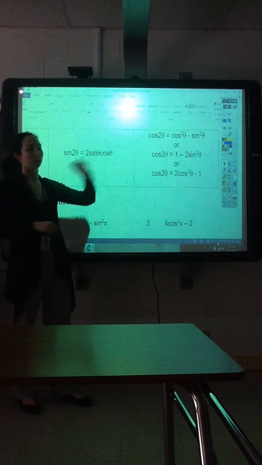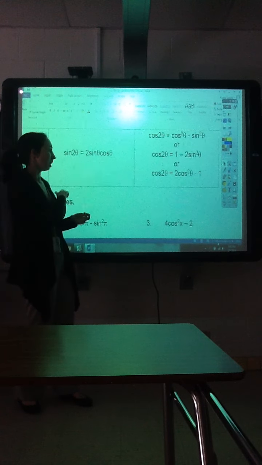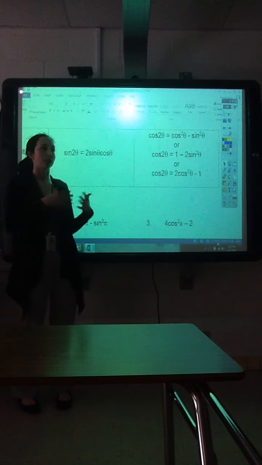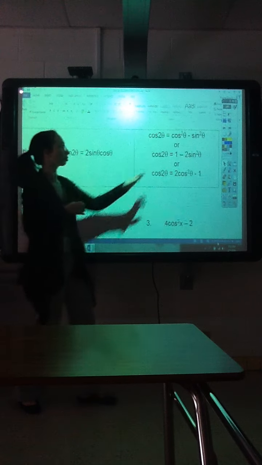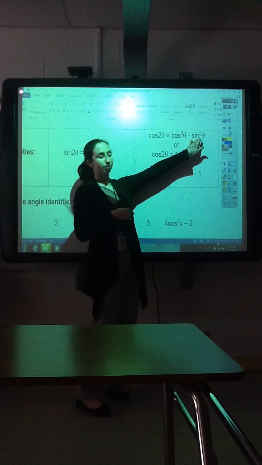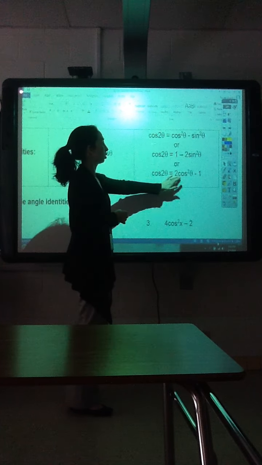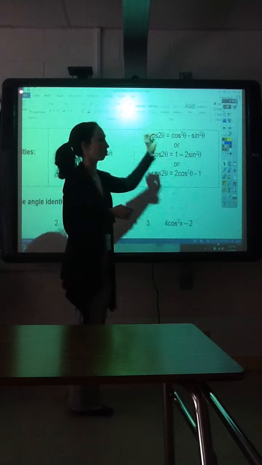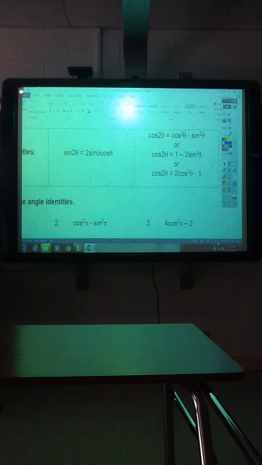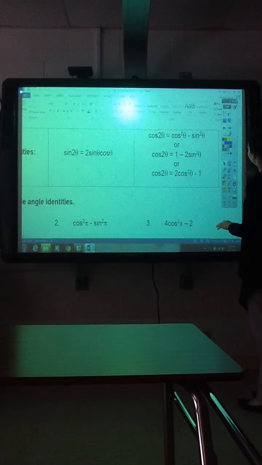Cosine of a double angle can be written 3 different ways, and it's your choice as to which one you use. What you'll find is that the problem itself will call for one more than another, and so it's easier to make one of them work than something else. So, cosine of the double angle is going to be equal to cosine squared minus sine squared, or it's going to be equal to 1 minus 2 sine squared, or 2 cosine squared minus 1. So those are our 3 options for the cosine double angle. Again, we only have one option for the sine double angle. So we're going to go ahead and simplify a few of these by using those double angles.